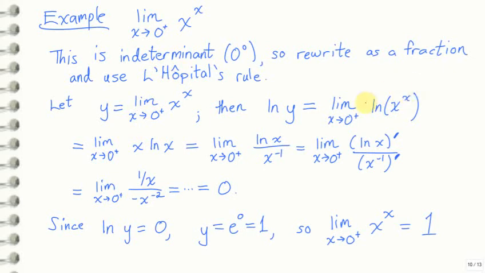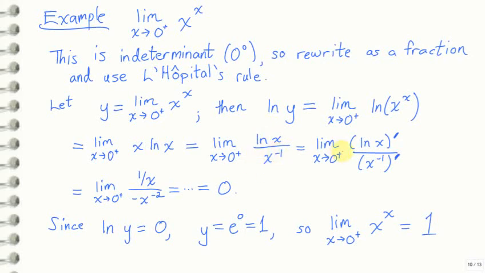I have x times ln x. This sounds kind of familiar. But I need to rewrite this as a fraction still, and I can do that by saying, okay, x is the same thing as 1 over x to the negative 1. So I'll rewrite it as a fraction, and then I'll do the limit as x goes to 0 of this.